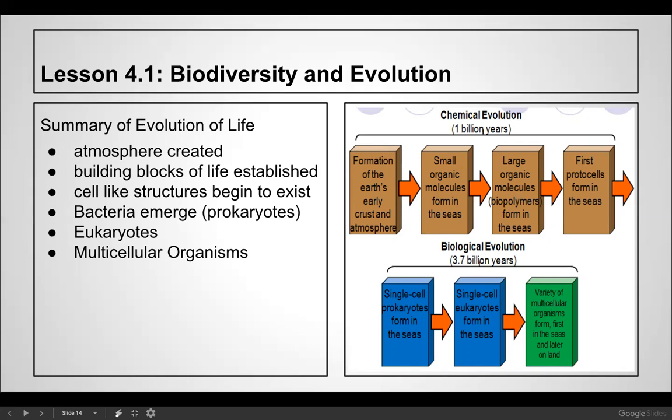Bacteria emerge. We have that endosymbiotic theory where these bacteria kind of emerged and came together to form eukaryotic cells that had now specific functioning organelles. And then once that happened, multicellular organisms arose from that. So if you look at the picture, you get an idea of that process.